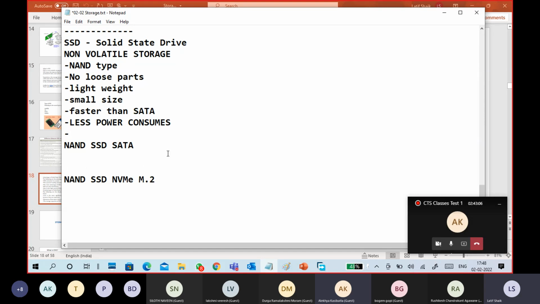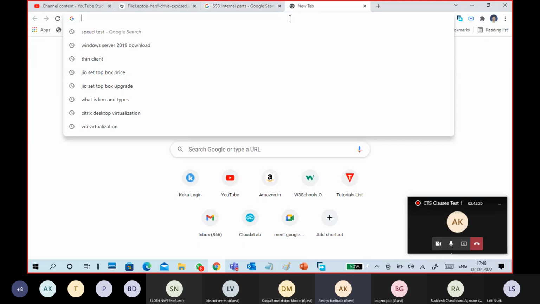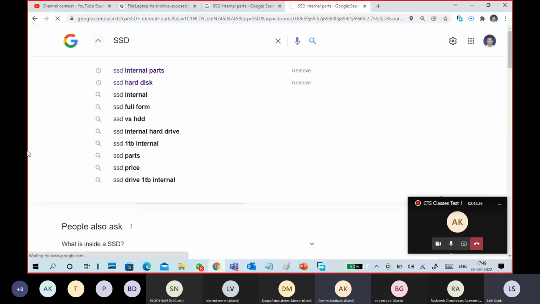Okay. No problem, we will search it again. Yes. When you say SSD, why SSD? Why is my system slow? I don't understand.